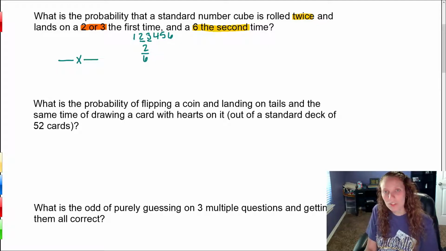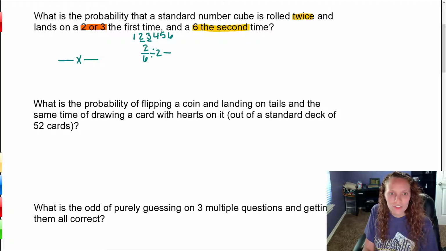We could also simplify it if we want to make our work a little bit easier. We could divide by 2 and use the fraction: 2 divided by 2 is 1, 6 divided by 2 is 3. We could use the fraction 1/3. And then we want to know the odds of landing on a 6 the second time. So same numbers, 1 through 6, but this time we want to land on a 6. And that is 1 out of 6 total numbers. So there's our second fraction.